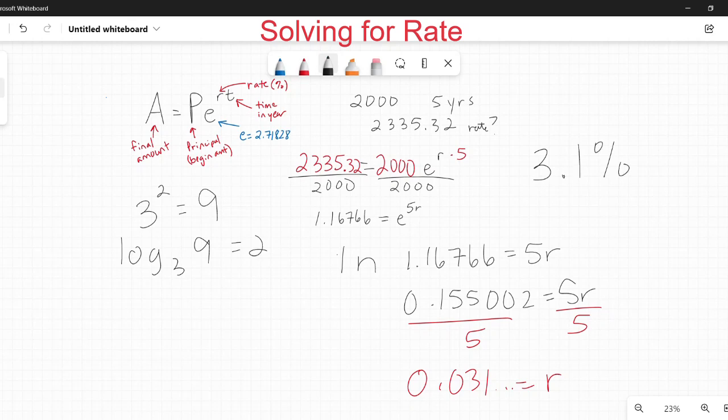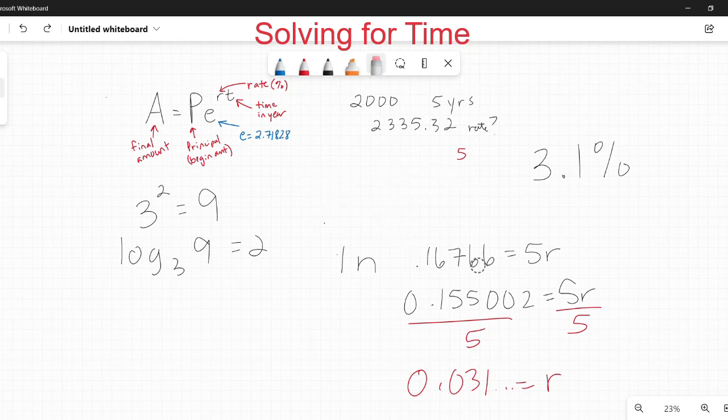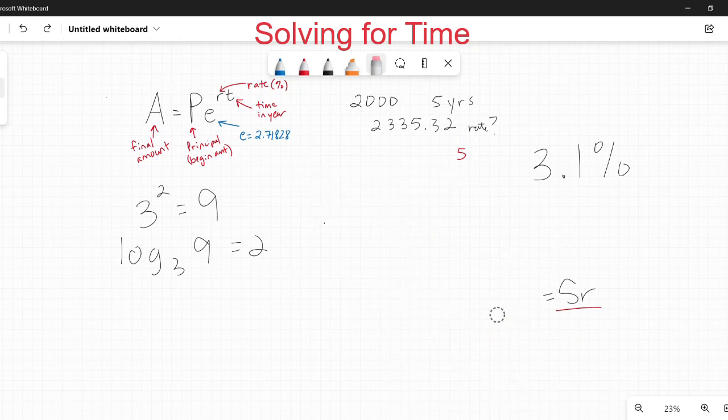Now, solving for the time, we're going to do in the exact same way, because that time is, if I go back here, that time is right up there in that exponent. It's the same location, so we need to use the same method to solve for it. And that's going to be our last problem here.